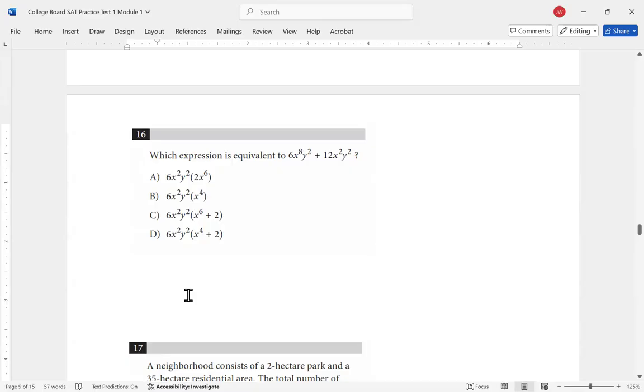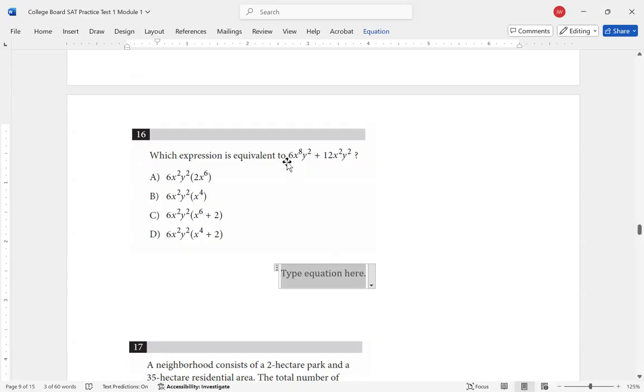For question 16, it says which expression is equivalent to 6x to the 8th times y squared plus 12x squared times y squared. And when you look at this, we have 4 options for answers. All of them are essentially some version of a factored out greatest common factor. So that's what we're going to do. We're going to factor out the greatest common factor.